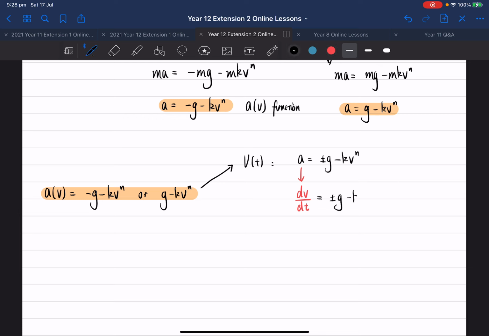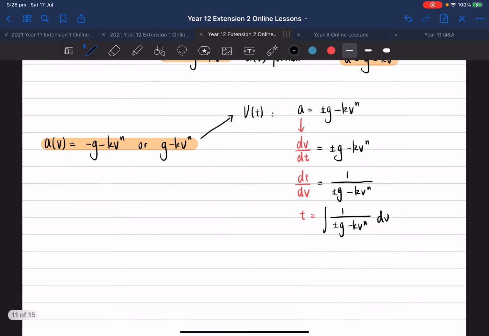The reason you change into dv over dt is that you have v and you have t. Great, that's what you need. Then you take the reciprocal so you can integrate. You find the reciprocal and use your integration skills to integrate it, so you get the t equation in terms of v, of course.